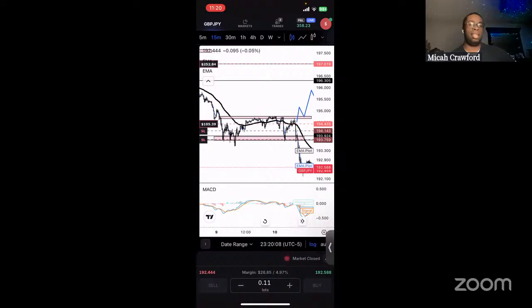Easy money. Trading is not hard, it's just new. The hardest part about trading is the discipline, following the rules. Because if it was so hard, then you wouldn't see a lot of people making the type of money that they make. Four figures, five figures, six figures, seven figures, eight figures.